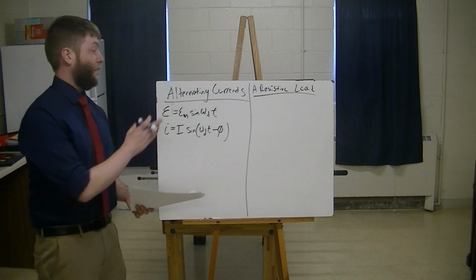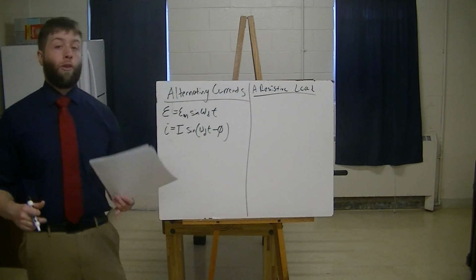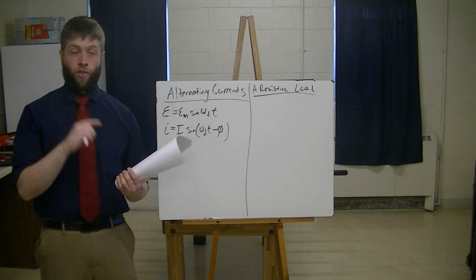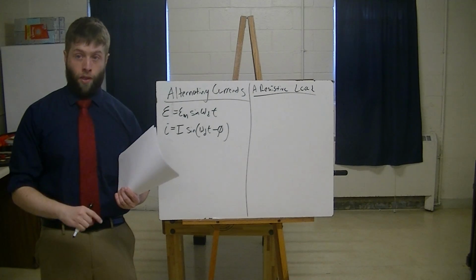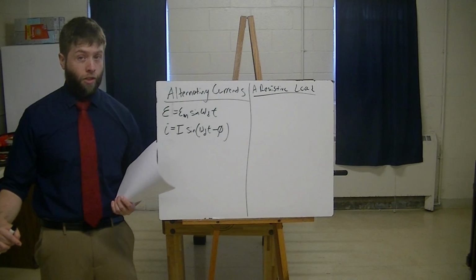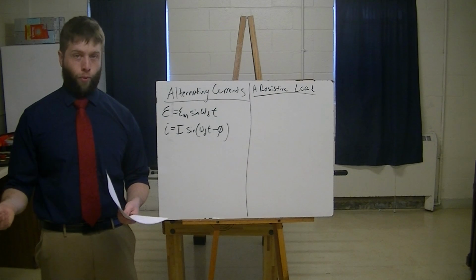We're going to start out by examining what that looks like, and then we're going to examine a system that just has a resistor, a system that just has a capacitor, a system that just has an inductor, and then a system that has all three.